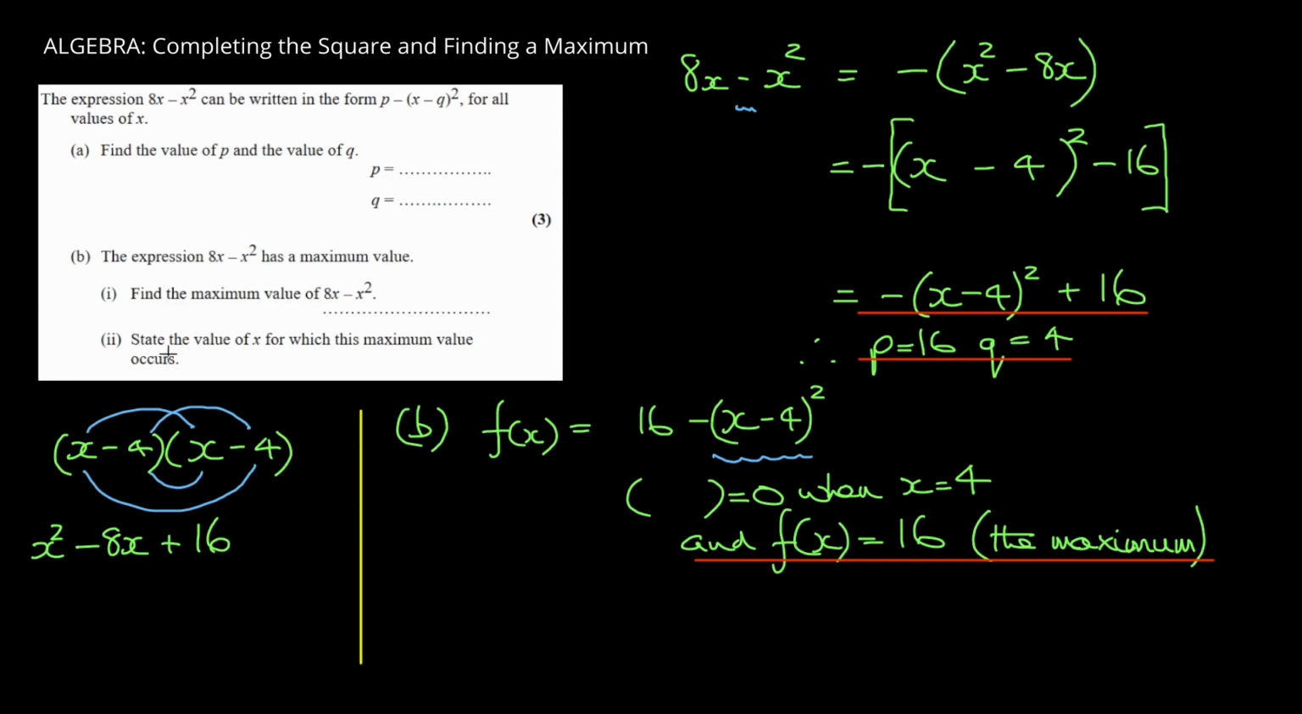Now the second part, state the value of x for which this maximum value occurs. Well, we've already worked that out. The maximum occurs when this whole term goes to 0, and that happens when x equals 4. And that's the answer to the second part of part B.